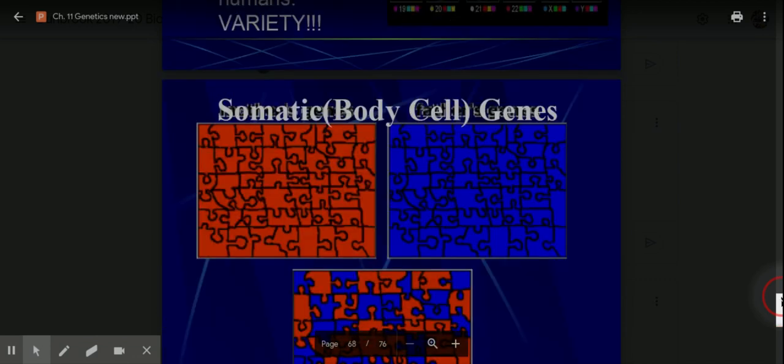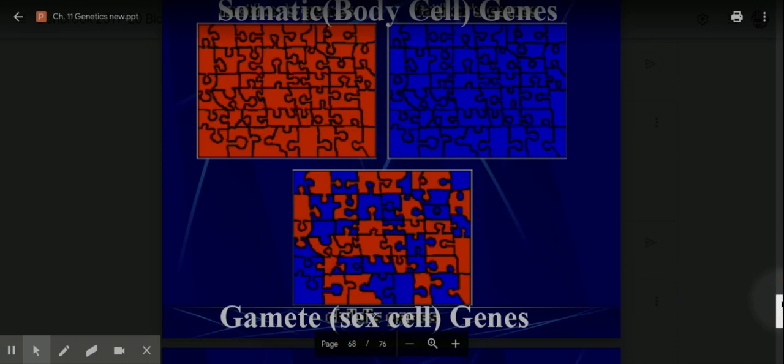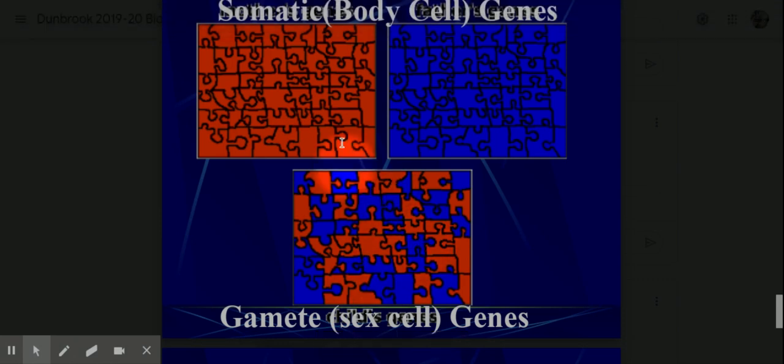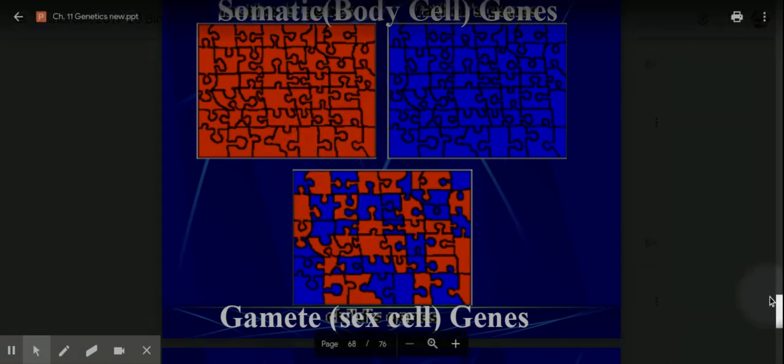All right, another way to think about it, if you're more of a puzzle visual kind of person, think about these two puzzles as the chromosomes in any one of your regular body cells, your diploid somatic cells. Picture these as the chapters you got from your mom, these as the chapters you got from your dad. Now, when you go to make a sperm or egg cell, you're only going to put 50% of those pieces into your sperm or egg. Imagine how many different ways there are to have this puzzle built from these two different puzzles. Incredible. Lots of variety. Okay.